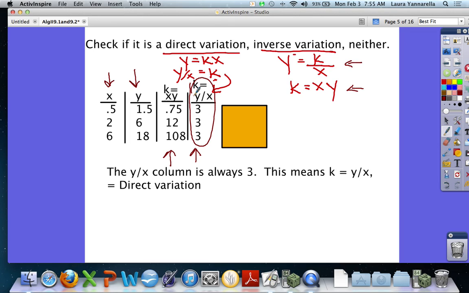And that means we are dealing here with a direct variation because the constant was y over x. Now what happens if neither column has the same number all the way through? Would it be direct or inverse? No, it would be neither. Let's try another one.